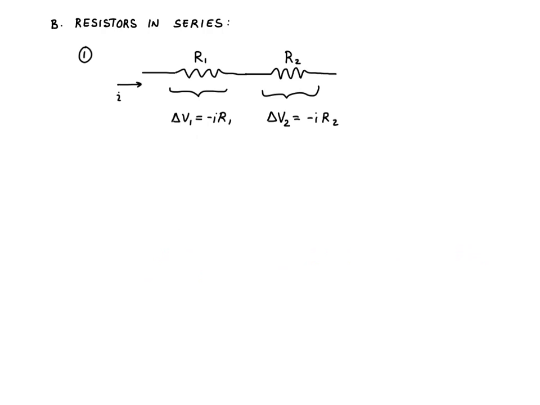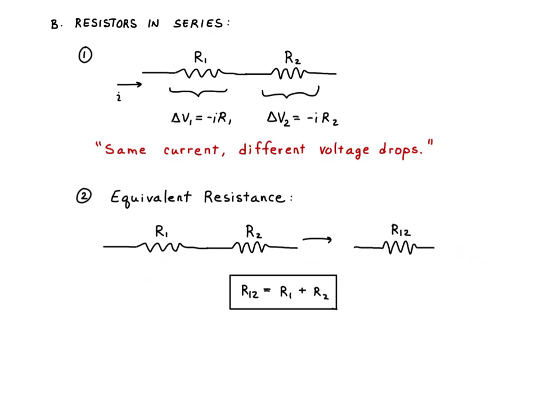The next thing to know about resistors is that when you put them in series, like so, you get two voltage drops for the same current. The first one will be minus IR1, and the second one will be minus IR2. This means that for resistors in series, it's the same current but different voltage drops. And of course, the equivalent resistance for resistors in series is very simple. You just add the two. So in this case, R1 and R2 is replaced by a resistor R12, which is simply the sum R1 plus R2.